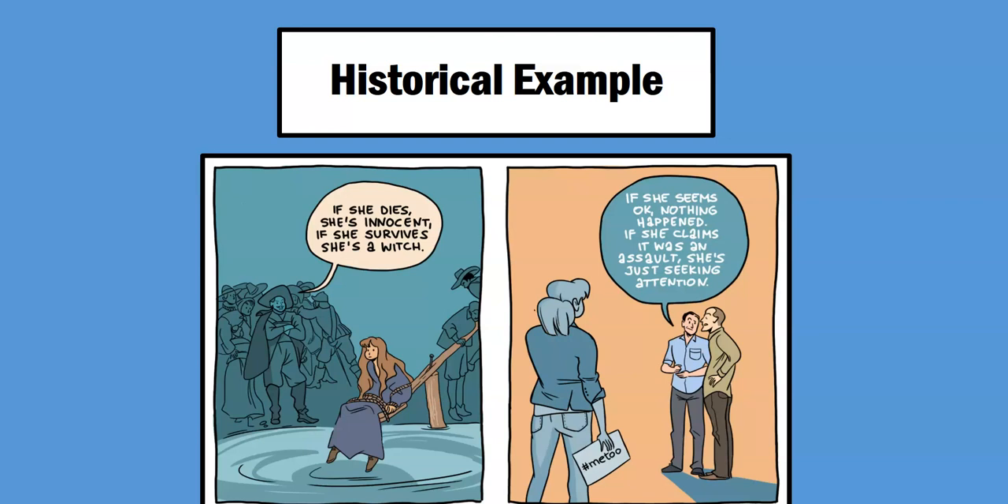But it uses the historical context of the justification, that they would rather see women die innocent if they drowned, but if they were to survive, they were a witch, which would then also lead to their death through various other methods. We then have on the right, once again, the woman who is holding a Me Too sign and endorsing that movement, being criticized by two men who say if she seems okay, nothing happened. If she claims it was an assault, she's just seeking attention. And we can see that the same context is being used, but based upon the historical context of the witch trials.